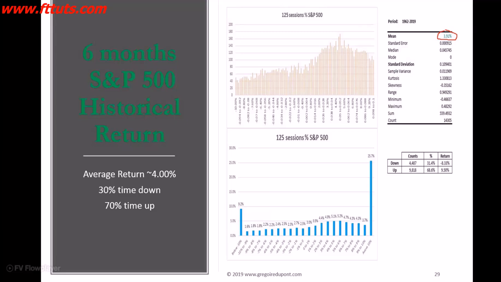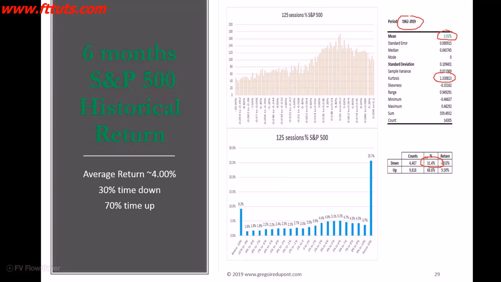On 6 months, now the mean or the average is around 4%, meaning that if you were holding the S&P for 6 months, you will get on average 4% return. 30% of the time the S&P will be down, and 70% of the time the S&P will be up. And those data are from 1962 to 2019, so going through different market conditions and different economic cycles.